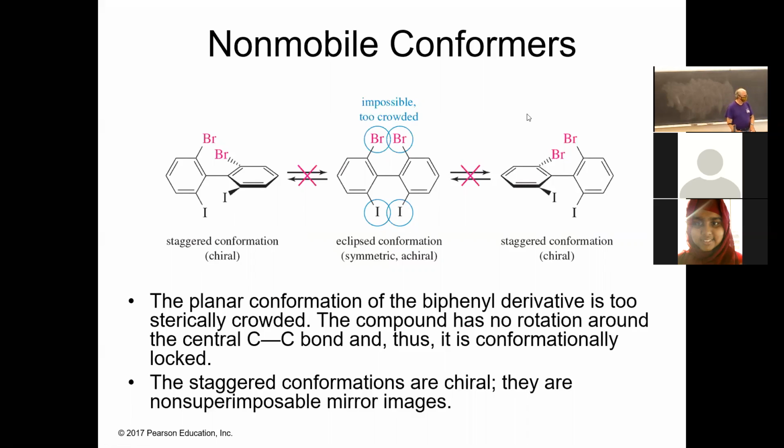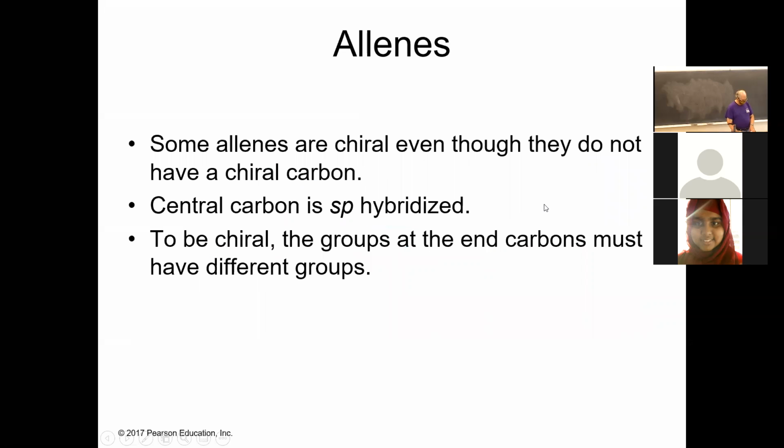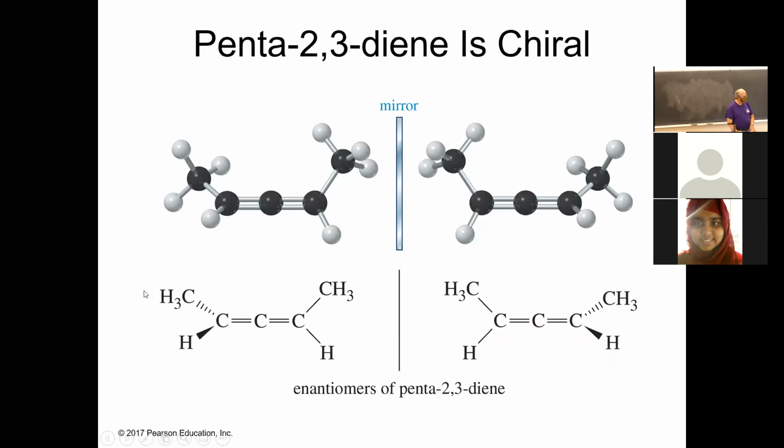Okay, here we have a case of non-mobile conformers. There's no identifiable stereocenter, but this is asymmetric about a line rather than a point. Because of the large size of the iodines and the bromines, these cannot rotate past each other. And if you were to make a model of this and this, you could prove that they are non-superimposable. Same way with allenes, where we have two double bonds right next to each other. We can have chirality in allenes, as in this example.